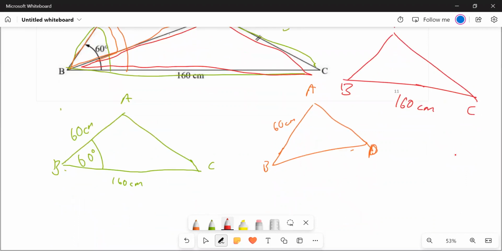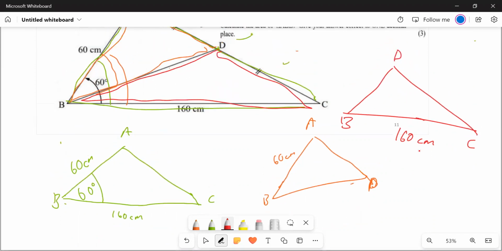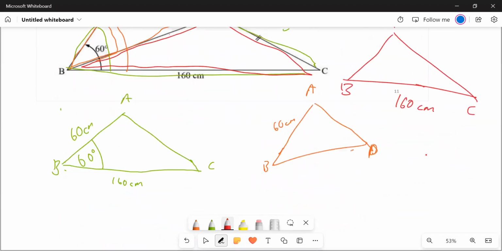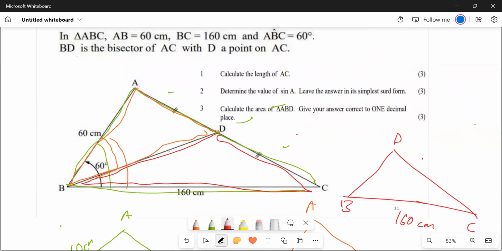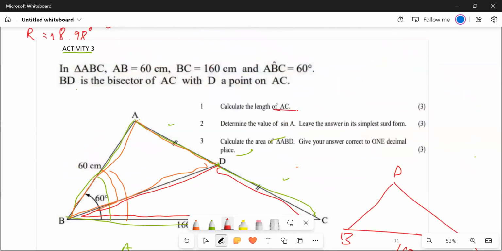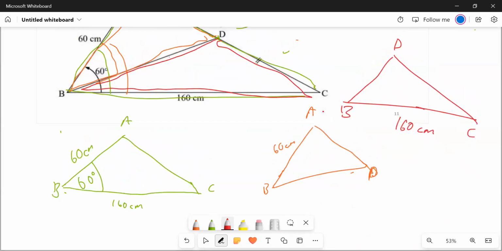The good news is, do you have any right angle triangle here? You don't have any right angle triangle. So to solve this, you should know that you are going to use the cosine rule and the sine rule, and the area rule if they ask you to get the area. So they say we should get AC. Now we are going to identify triangles that have AC.